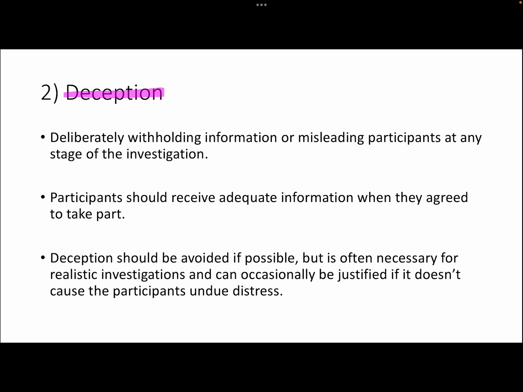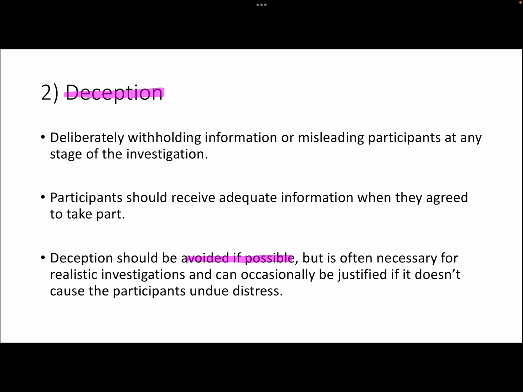Sometimes it's necessary to deceive. So it should be avoided if possible, but sometimes it's going to be necessary if revealing to them too much information or revealing to them the true aim would jeopardize our results. For example, Asch told participants that it was a line judgment task. He deceived them. He lied to them about the true aims because otherwise he would have got inauthentic data.